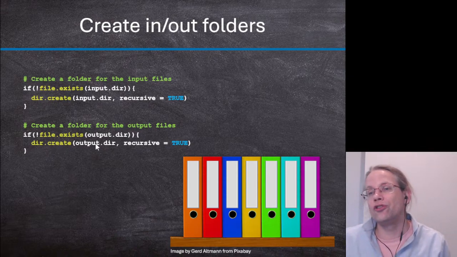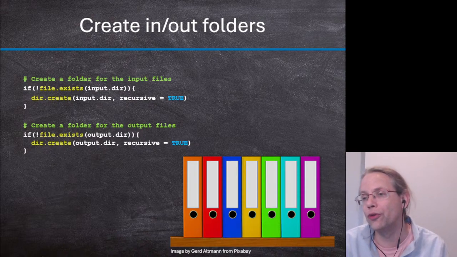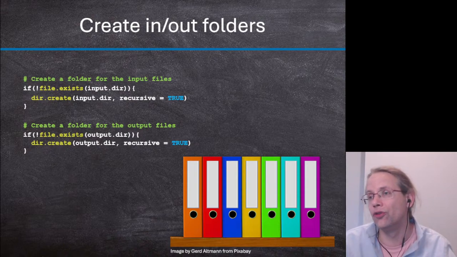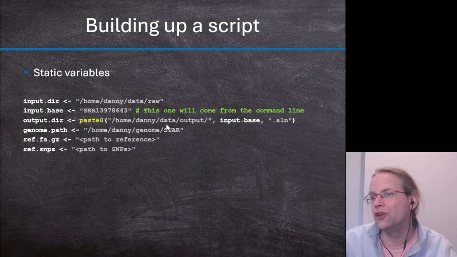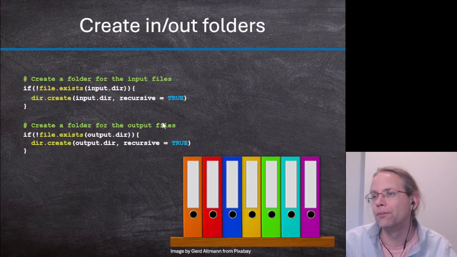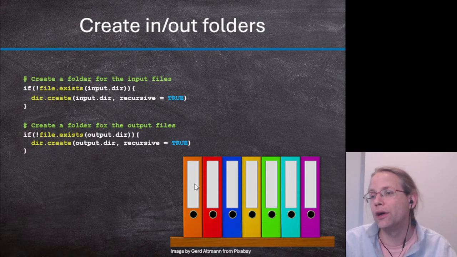Since the script is going to be able to handle not just one data set, but multiple data sets, for each data set it's going to make its own output directory. So I have to make sure that it makes it. I'm going to set recursive to true, because it needs to make the data folder, the output folder, and the data and the raw folder. So it not only needs to create one directory, but it needs to create three directories deep for the output and two directories deep for the input. So always be organized when you're doing RNAseq. Keep track of where your files are stored.